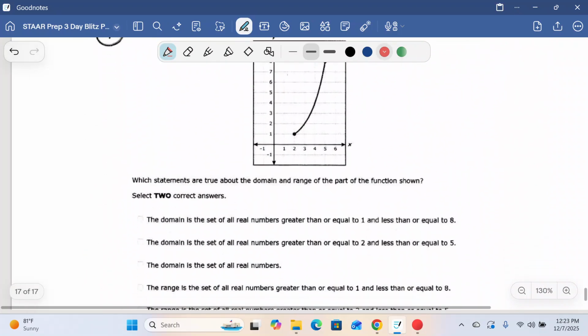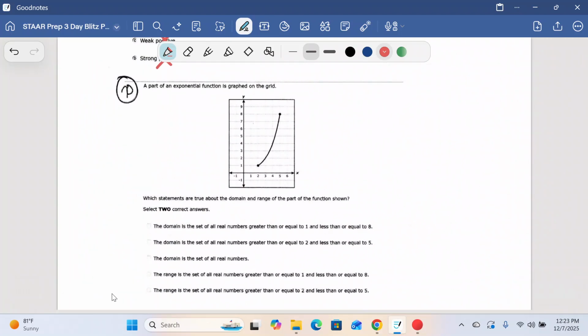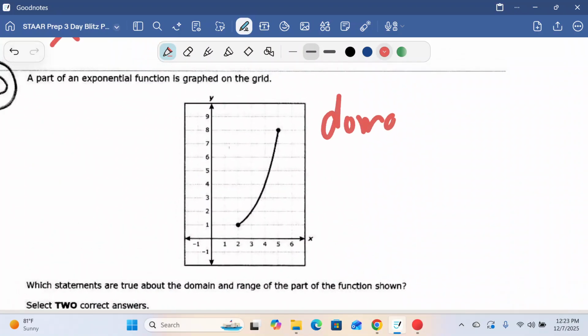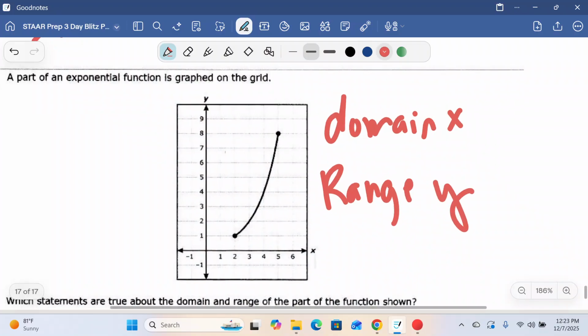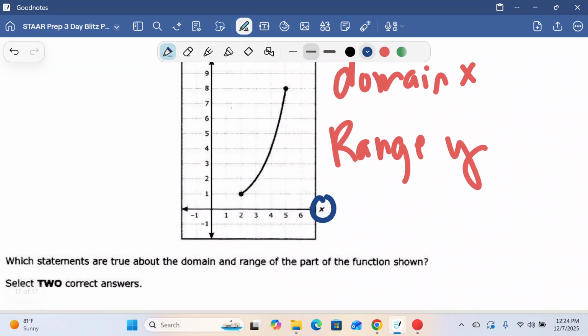And the last problem that we're going to do is a very interesting problem, because it has a lot of domain and a lot of range. So the domain is your X and my range is my Y. Now if I look at my domain here, the X is 2 and it goes all the way to 5, and I circle those. And my range is my 1 and it goes all the way to 8.